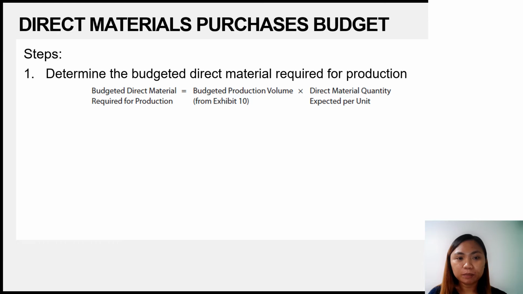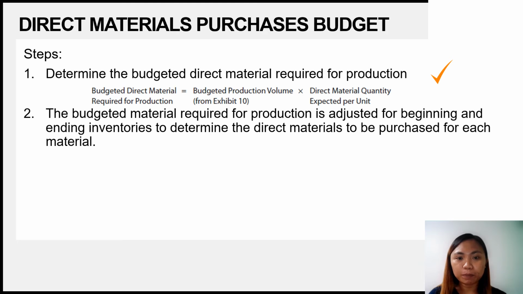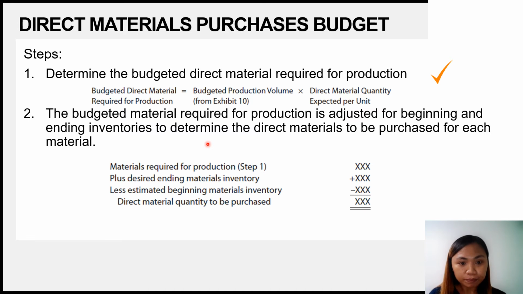So now we are done determining the budgeted direct material required for production. The second step would be to adjust the budgeted direct material required for production for the beginning and ending inventories to determine the direct materials to be purchased for each material. The formula to do that would be materials required for production plus desired ending materials inventory less estimated beginning materials inventory. So that would be the direct material quantity to be purchased. So that is the second step.